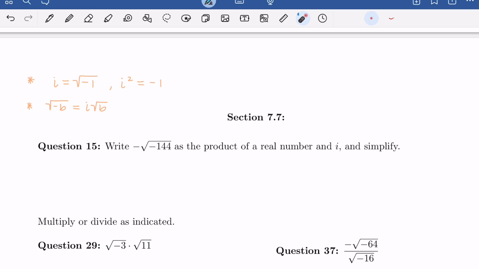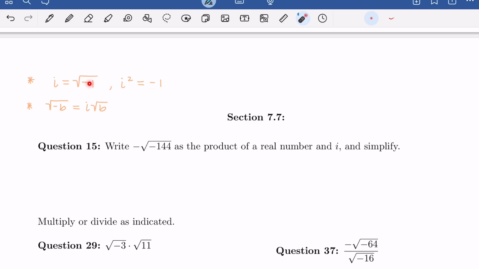Alright, so this brings us to section 7.7. So in this section, we learn about complex numbers. So please make sure that you check out the textbook and the lecture slides. There's a lot of important information there. But we're going to start with what's called our imaginary unit i. So i is going to be equal to the square root of negative 1.